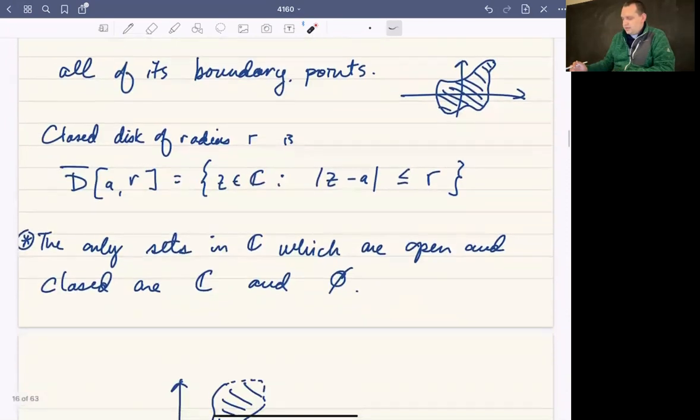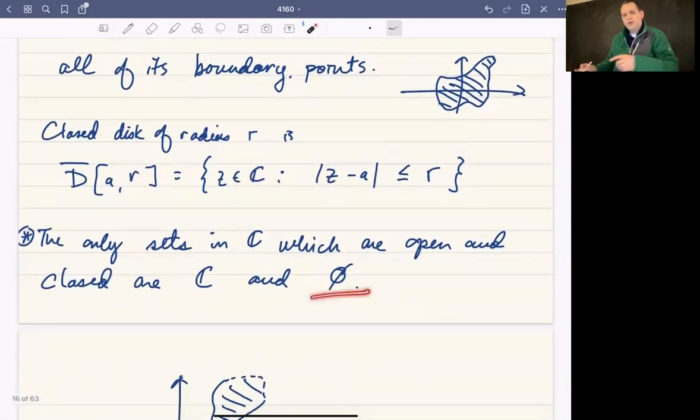The empty set is open and closed if we think about what it means with regard to the complement of the set. The complement of the complex numbers is the empty set. So since the complex numbers are open, the empty set is closed, and vice versa. Since the complex numbers are closed, the empty set is open. So there's really no choice there. But those are the only sets that are both open and closed at the same time.